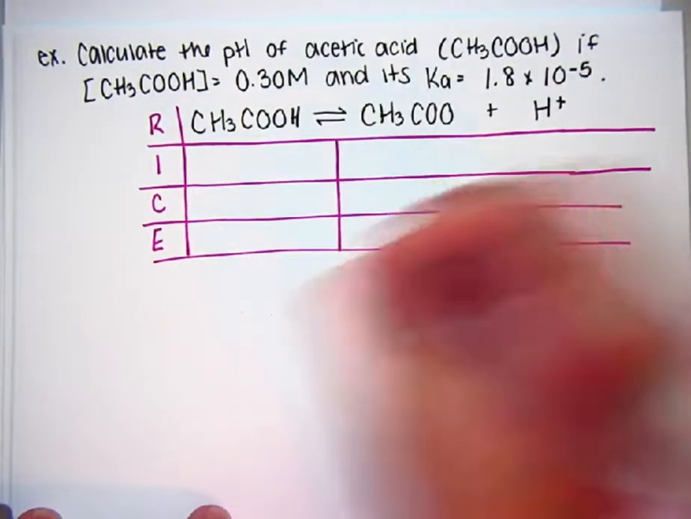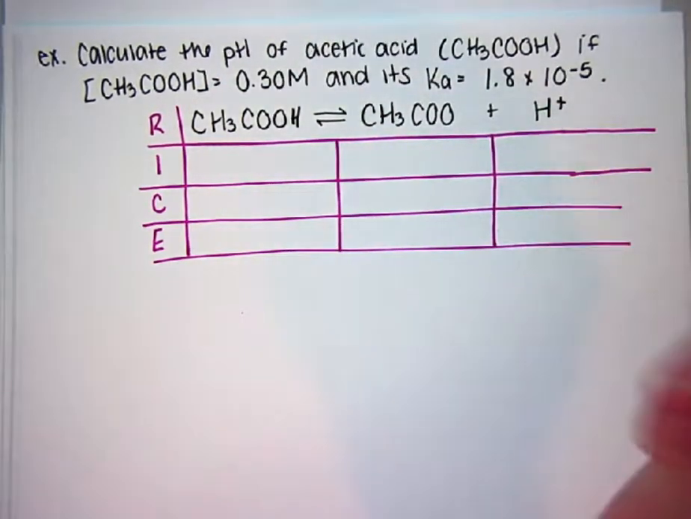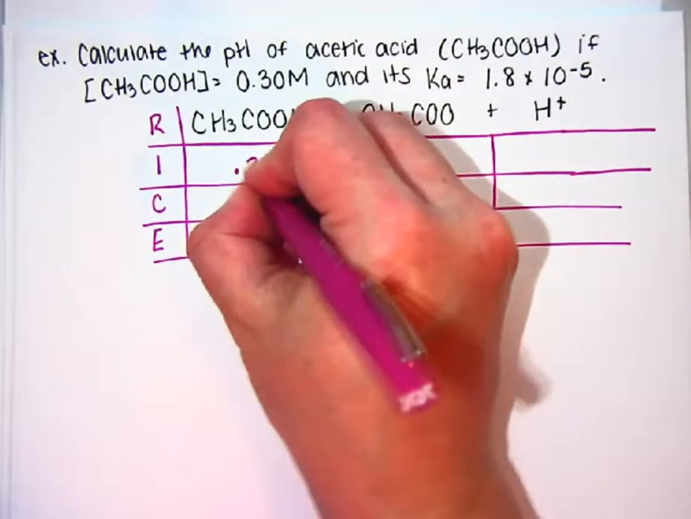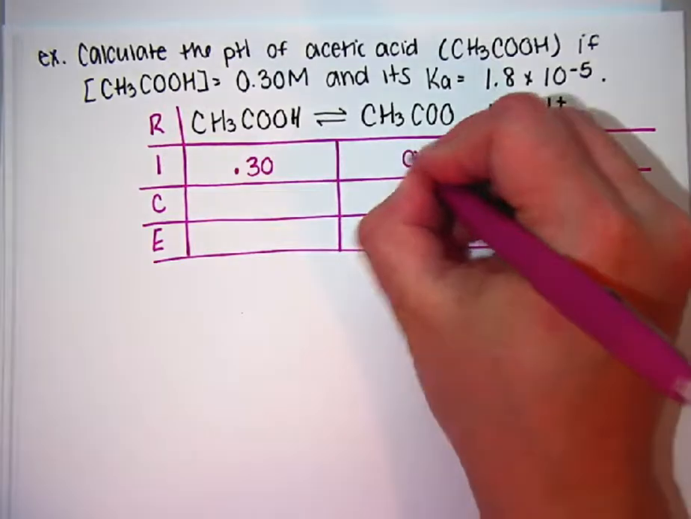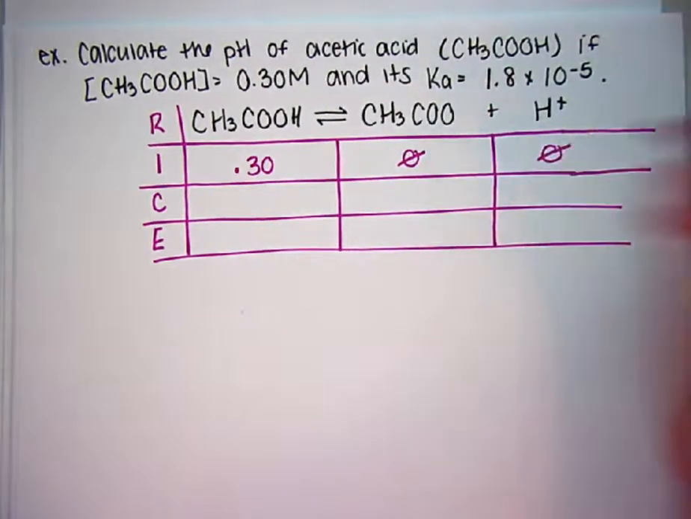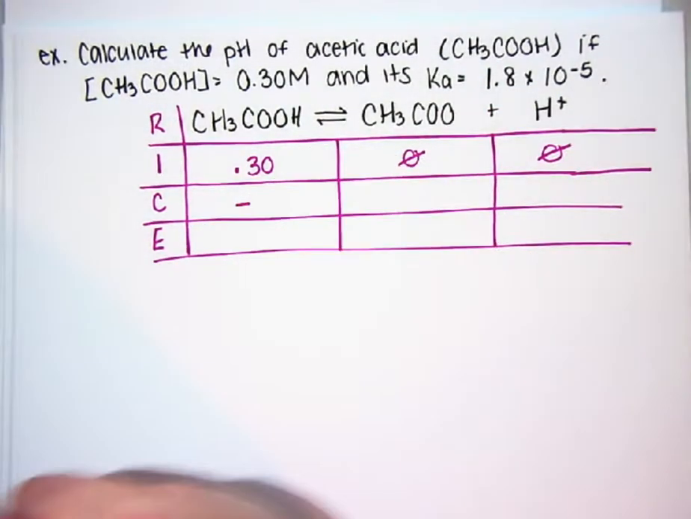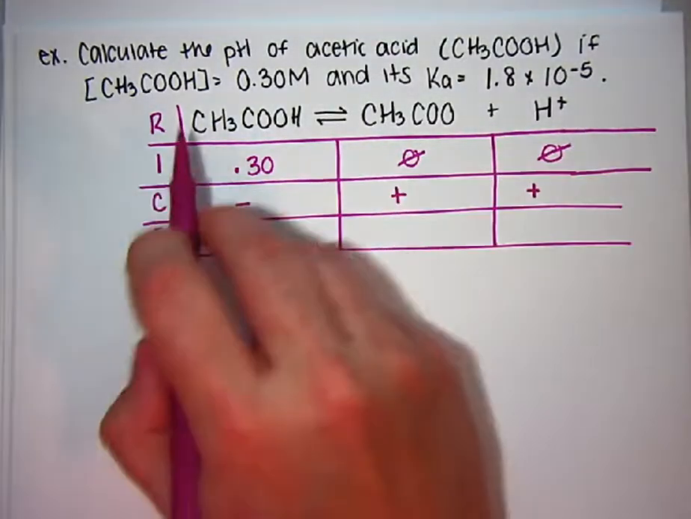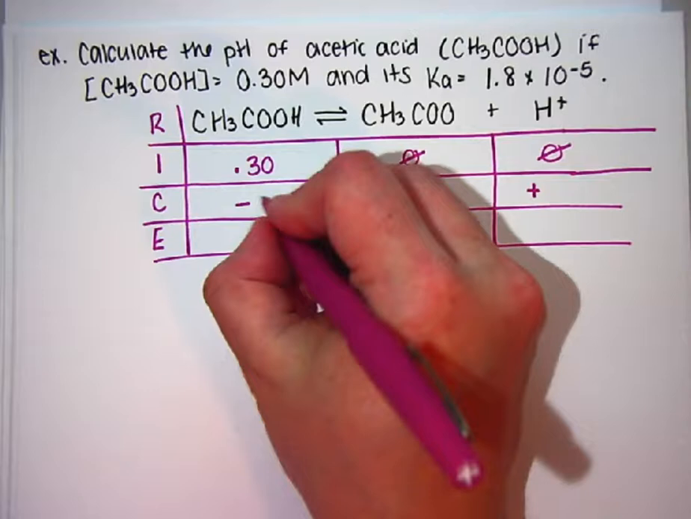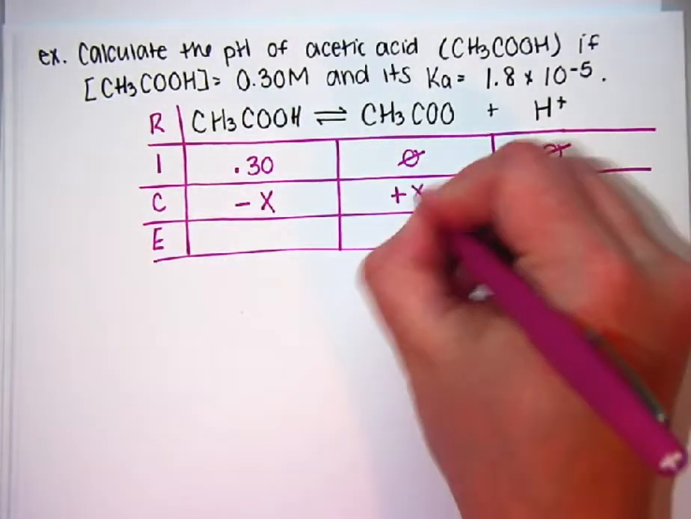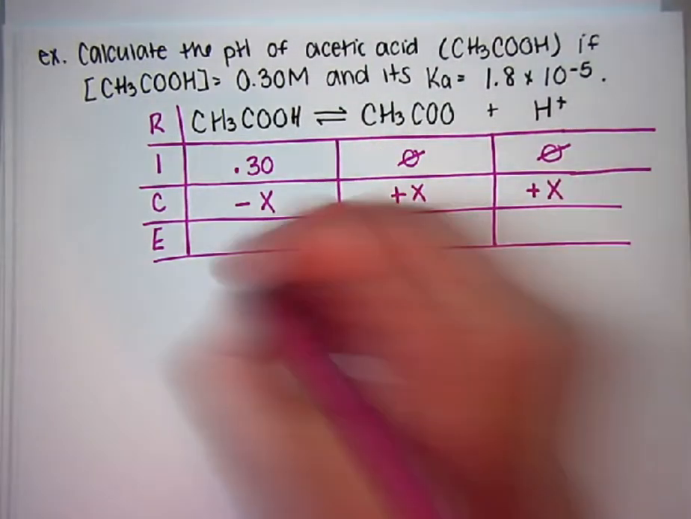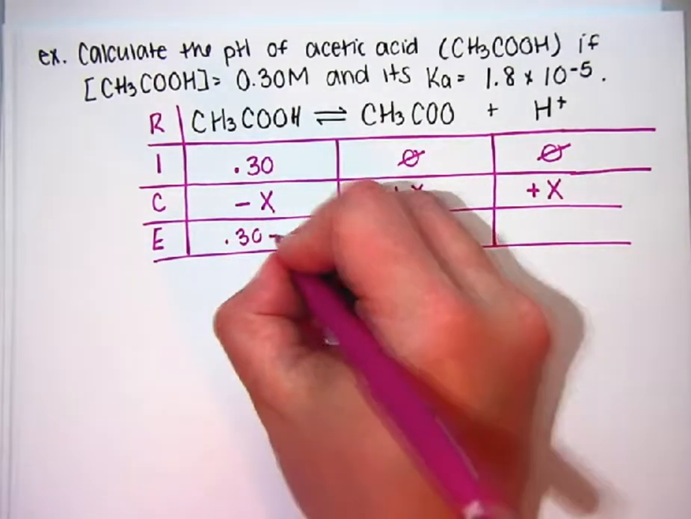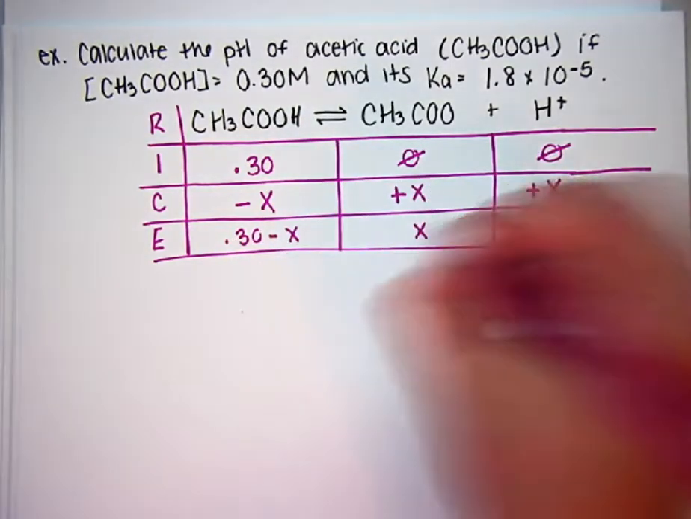Let's fill in what we know. I have the concentration of acetic acid. Always assume, unless you're told otherwise, the initial concentration of the products is 0. Reactants are going to decrease in concentration. Products are going to increase. We would bring down any coefficients. They're all going to be 1. I don't know what the change in concentration is, so I'm going to call that x. Initial plus change equals equilibrium. 0 plus x is x.